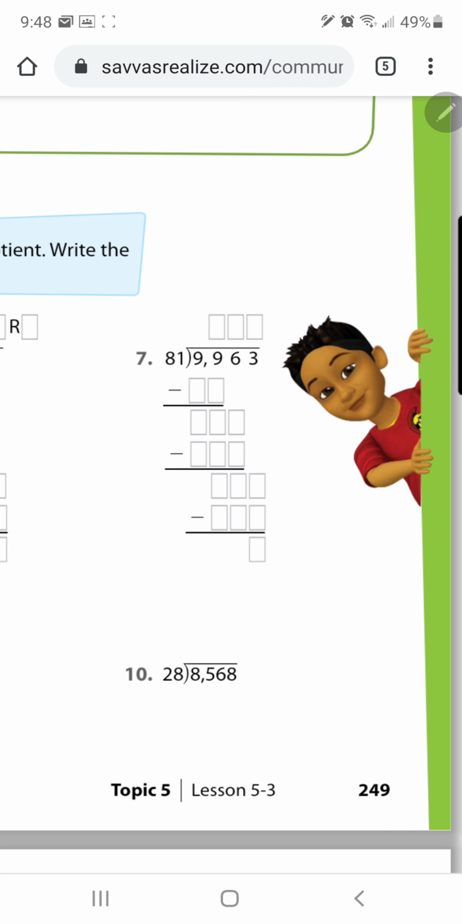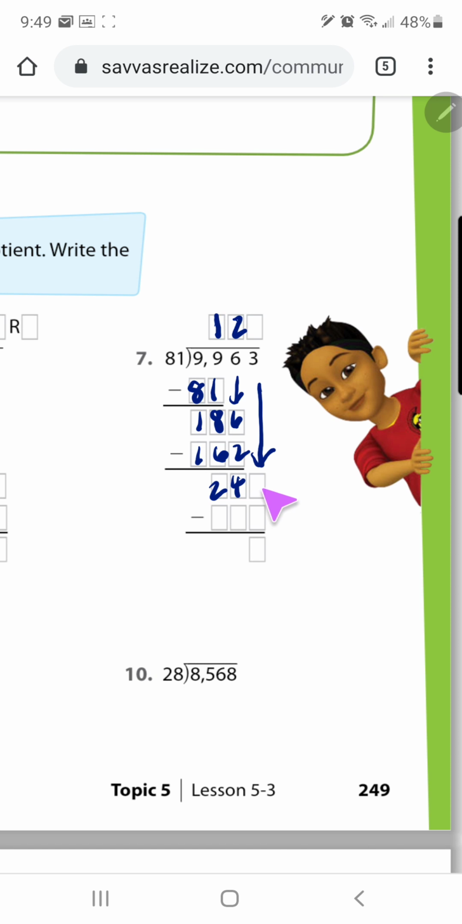I did it again. All right, let's try that one more time. We can make a group of 1 with 99, which is 81. And it gives you a difference of 18. Bring down the 6. We can make 2 groups of 81 with 186. That gives me a product of 162. And the difference there was 24.